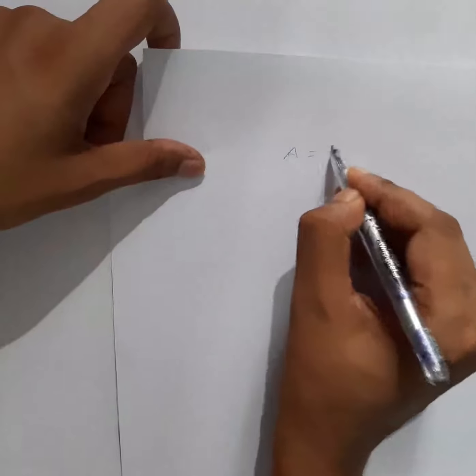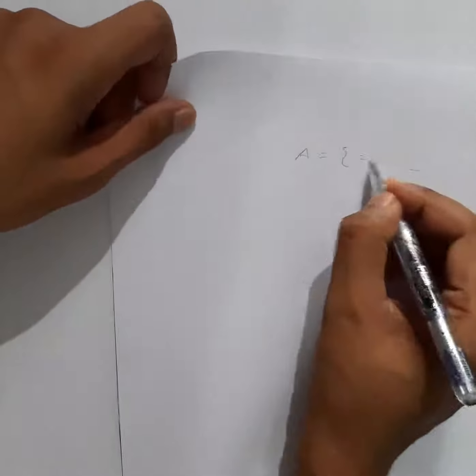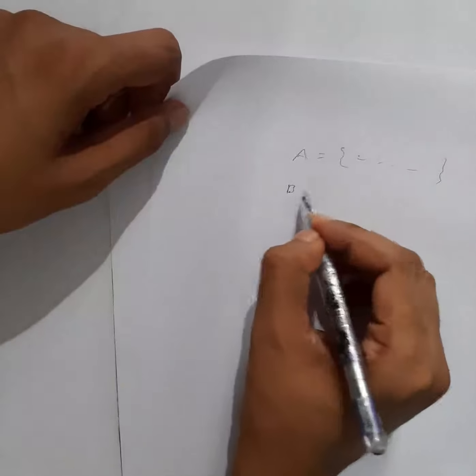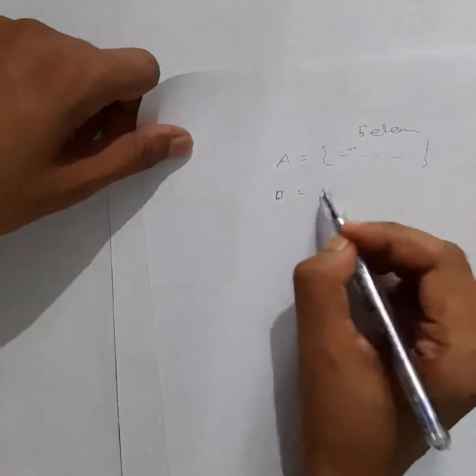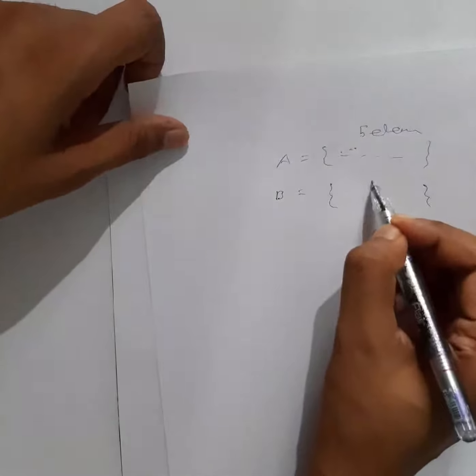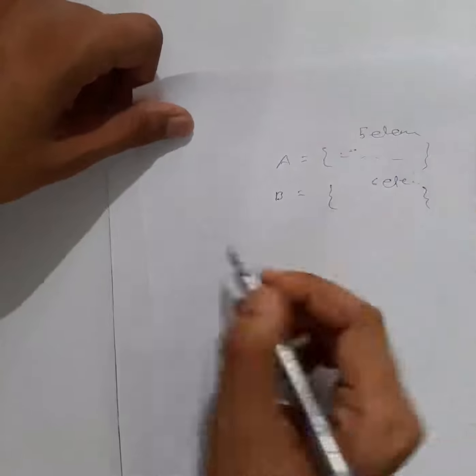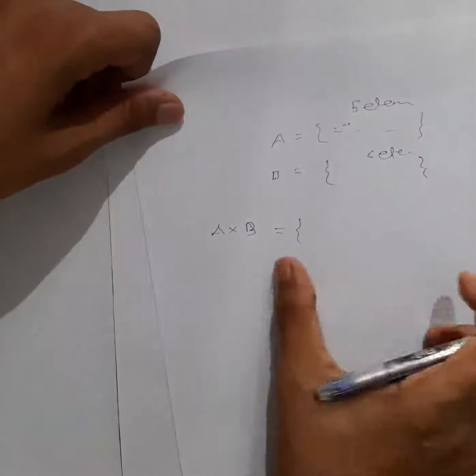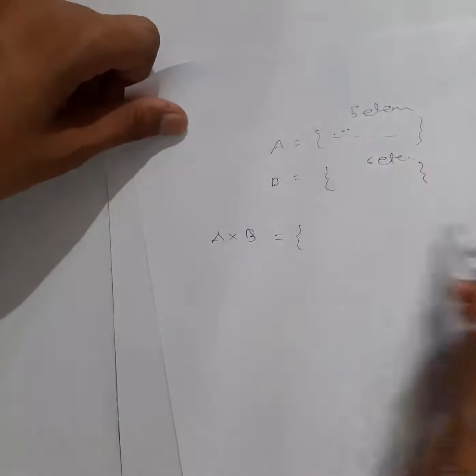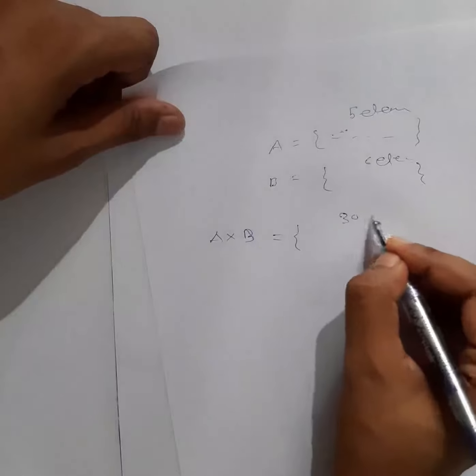You can try another example also. If you want, you can take set A with some elements, 5 elements, 6 elements, whatever you take. Suppose you take 5 elements here, and B, you take 6 elements. Try to make the Cartesian product of A cross B. You will see that in total you will get 30 elements.